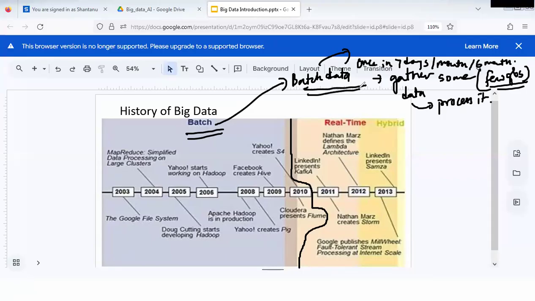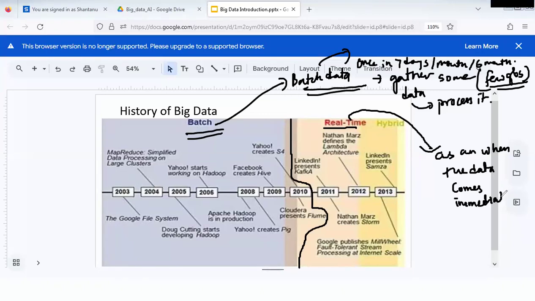We are not going to make it like runtime. So runtime data means that it is like as and when the data comes immediately. तुरंत आ गया डेटा immediately process करके भेज दो. So that's the immediate kind of thing.